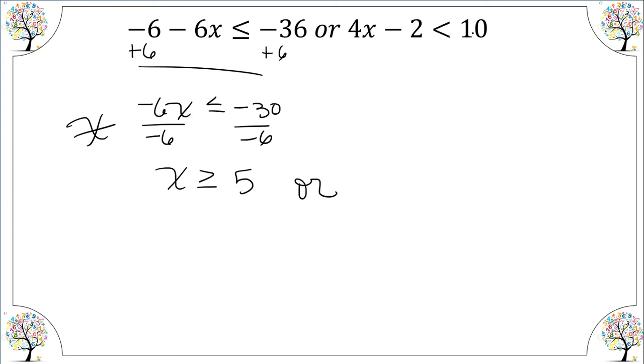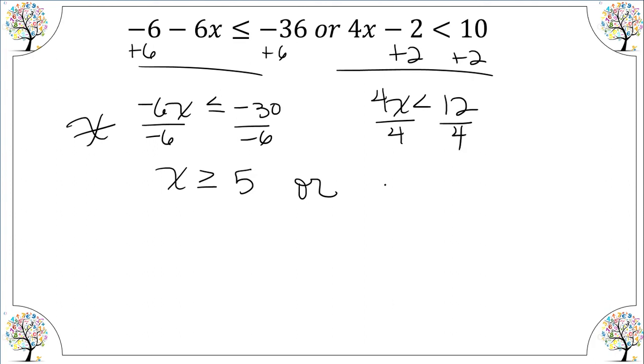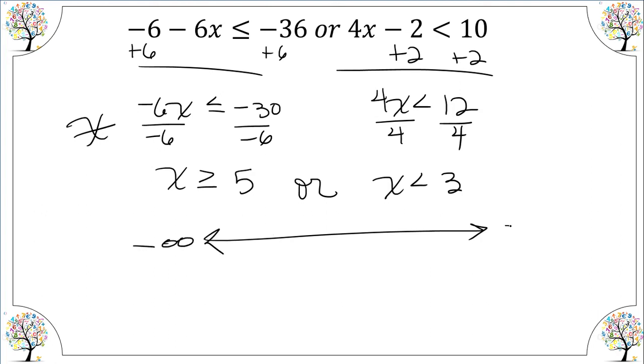Or, and now let's solve this inequality. So compound just means we have more than one inequality graphed on a number line. We're dividing by a positive, so we leave the inequality as is. So negative infinity, positive infinity. We have a 3 that's going to go on the left side of our number line, and 5. So x is less than 3 and not equal. Here we have x is equal to 5, and it's also greater.